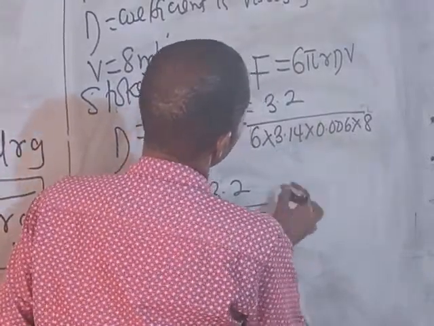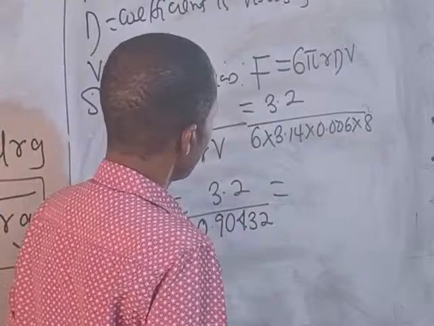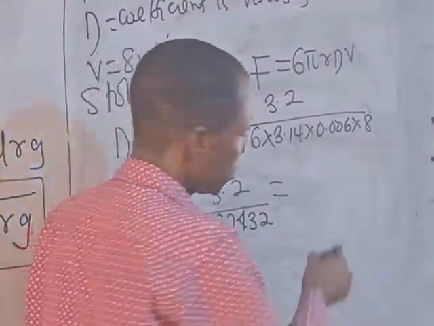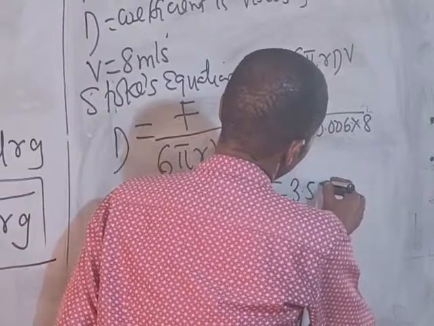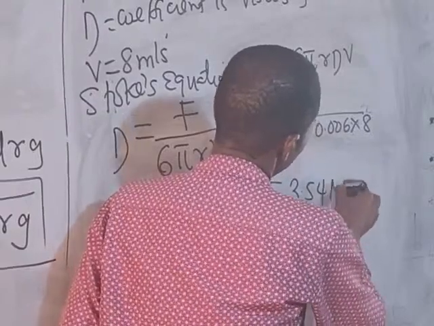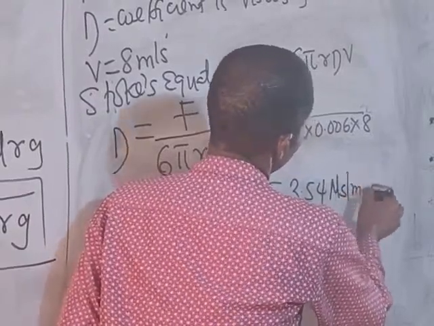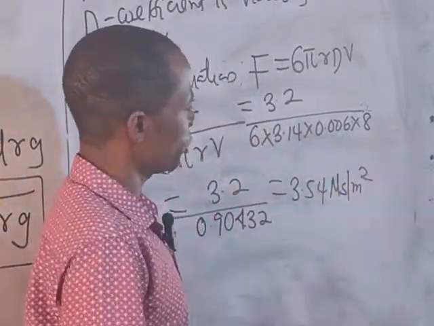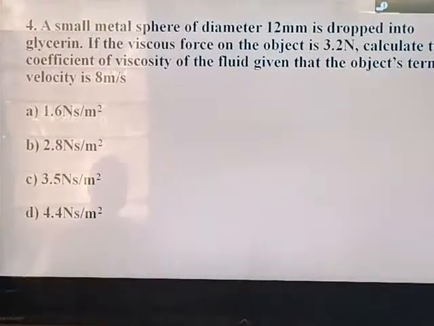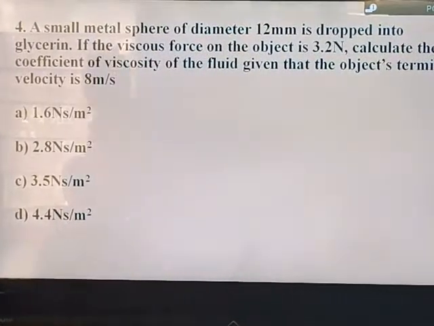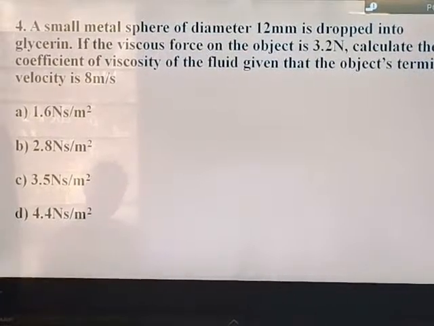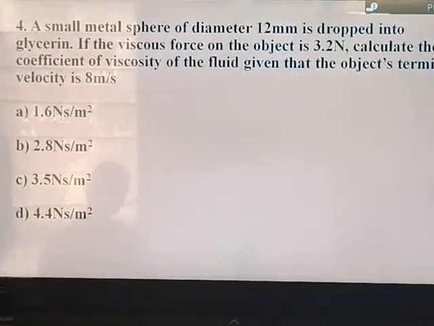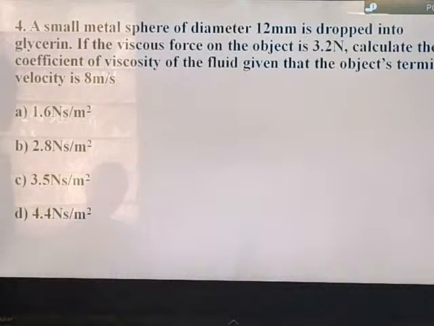0.90432. Now if you divide that, what does it give us? 3.538. So that's 3.54. That's going to be Newton seconds per meter squared. If you look at the options, what will be the correct answer? Definitely option C, to 1 decimal place. The coefficient of viscosity is 3.5 Newton seconds per meter squared. So the correct answer is option C. Let's put this one down very quickly.